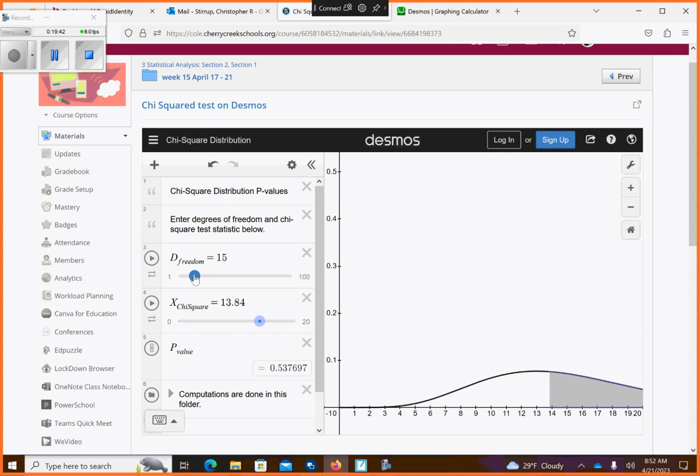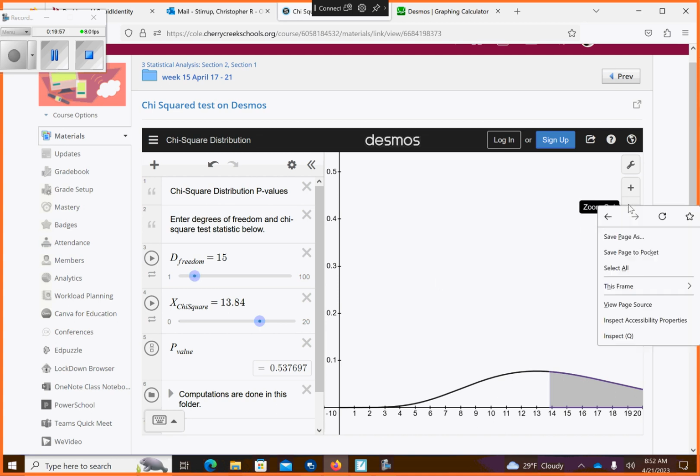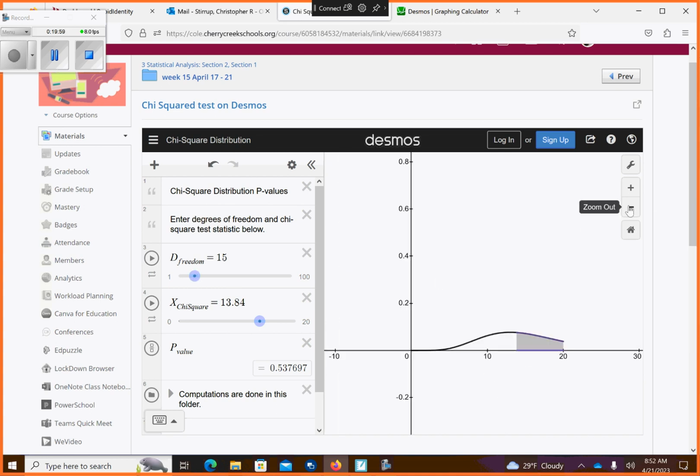So this chi-square distribution is indeed skewed right, but less so as the degrees of freedom increase. As my degrees of freedom get bigger and bigger, it becomes less and less skewed right. Skewed right means that the tail is moving off to the right.